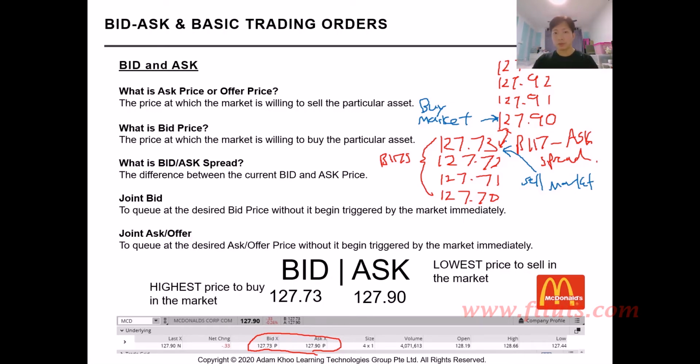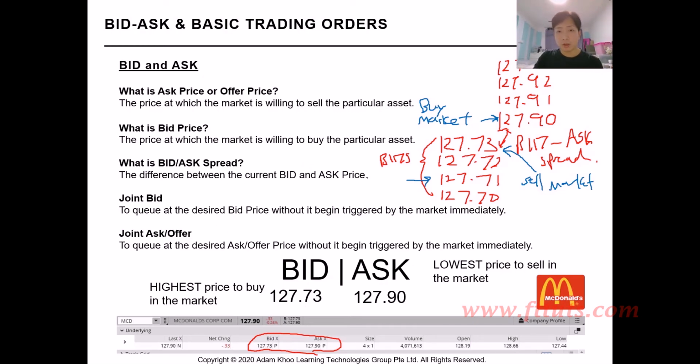This thing called sweet spot. Okay, you may want to wait for price to come back down, right, for a better entry. So for example, let's say McDonald's, you want to fill the order at 127.71. Okay, you want to wait for the market to come back down. You don't want to buy straight away at 127.90. You want to wait for the market to come back down to 127.71 to fill your order.